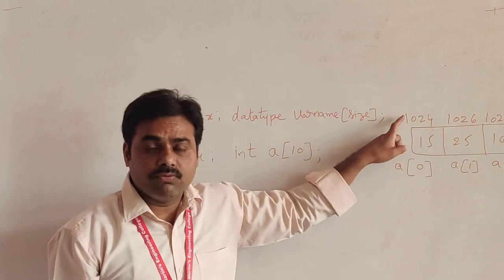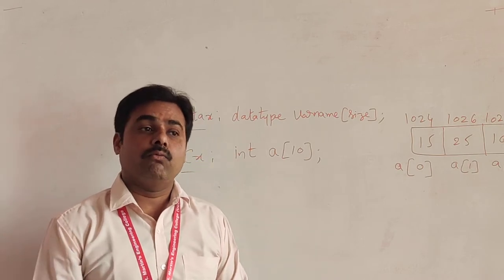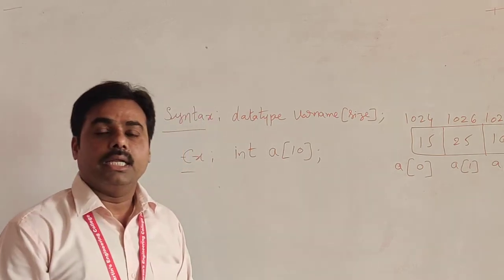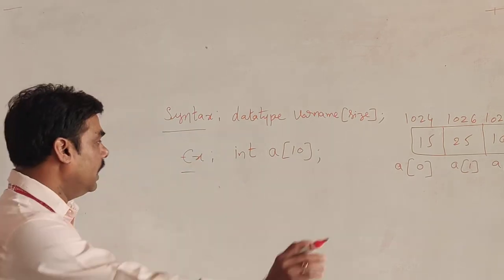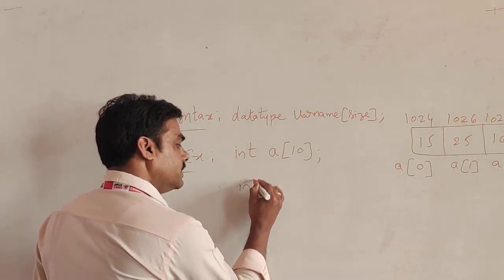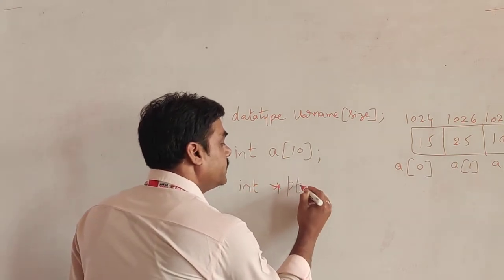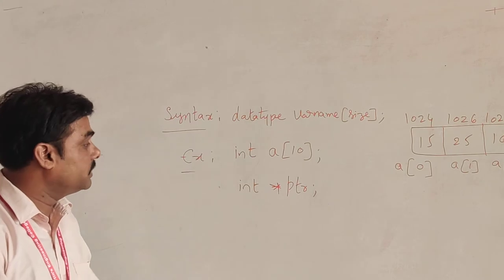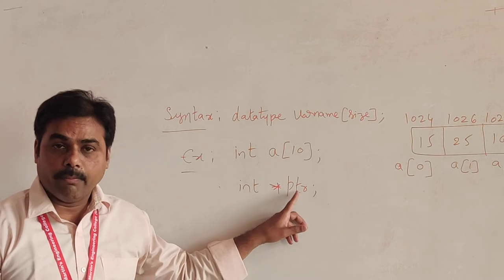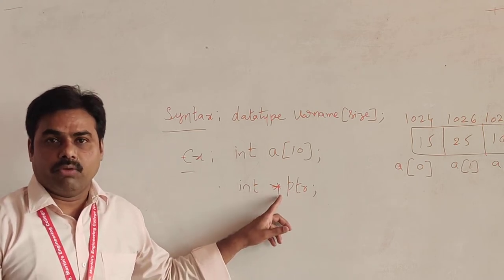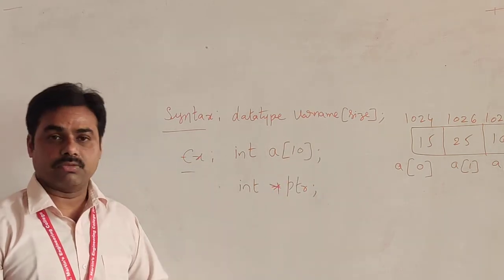Whenever you are supposed to access with the help of address values, we require one more concept, one more variable, that is nothing but the pointer variable. So how to declare the pointer variable? Let me say, for example, int asterisk ptr. Here the point is that ptr is an integer pointer variable, and the asterisk indicates that. ptr is the integer type pointer variable which can store the address of another integer variable. That's the meaning of this.